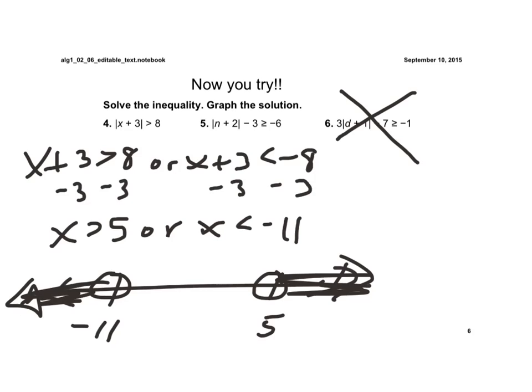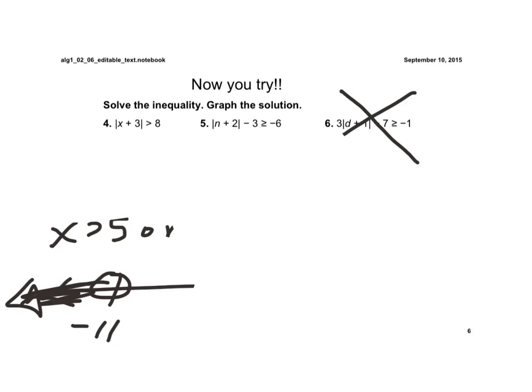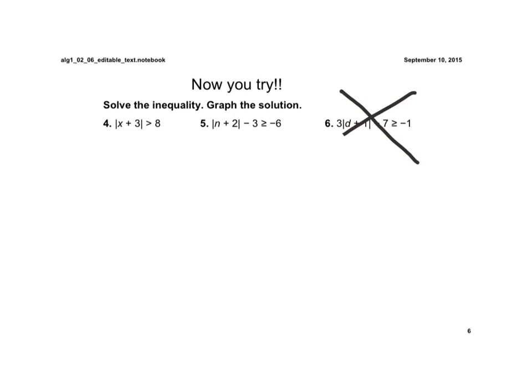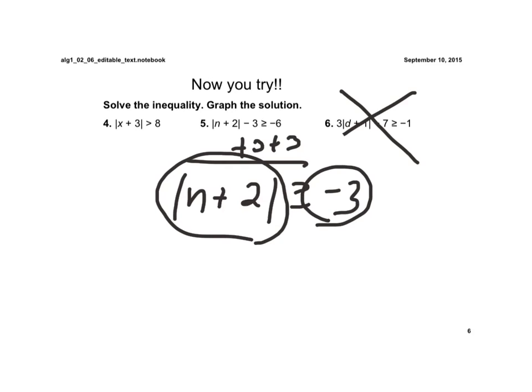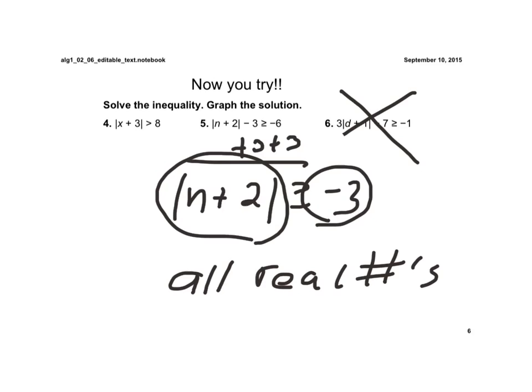And if you take a look at number 5, the first thing we have to do is isolate the inequality. We have to isolate the inequality first. So we're going to do that by adding 3 to both sides. And we're going to get the absolute value of n plus 2 is greater than or equal to a negative 3. But even after we isolated it, we have to recognize that the absolute value is greater than a negative. And an absolute value will always be greater than a negative number, which would tell me this will be all real numbers.